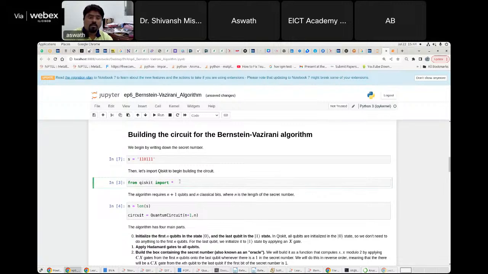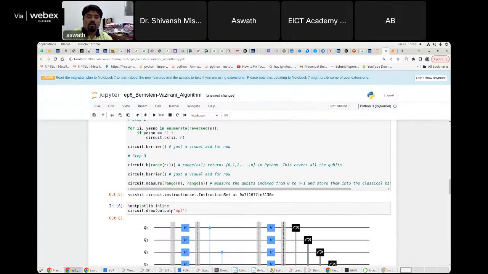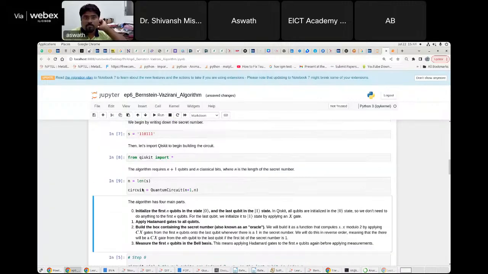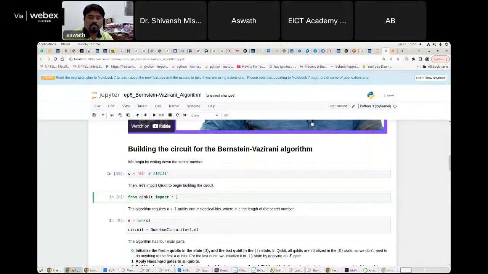Okay, I'm running the code. I'm creating a circuit. For simplicity, let me comment this out. Let's start with 0 1. So I have to put the inverted commas. Now the bit string is just of length 2.